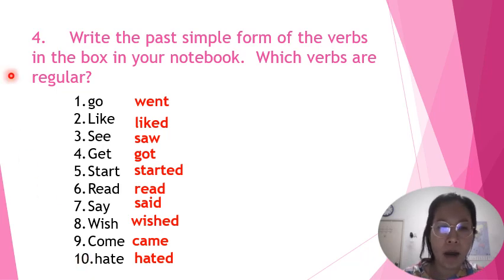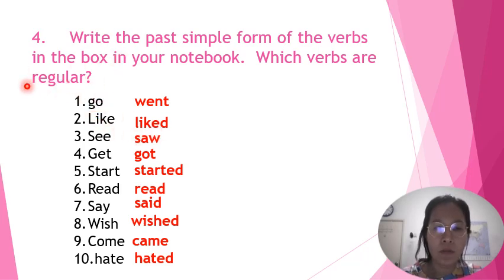So which ones are regular? Regular will have -ed at the end. So the regular verbs are liked, started, wished, and also headed. We have 4 regular verbs. Okay, the rest, went, saw, got, read, said, and came, these are irregular verbs.